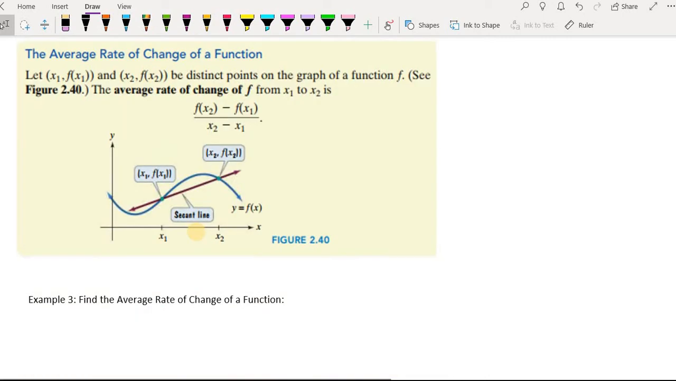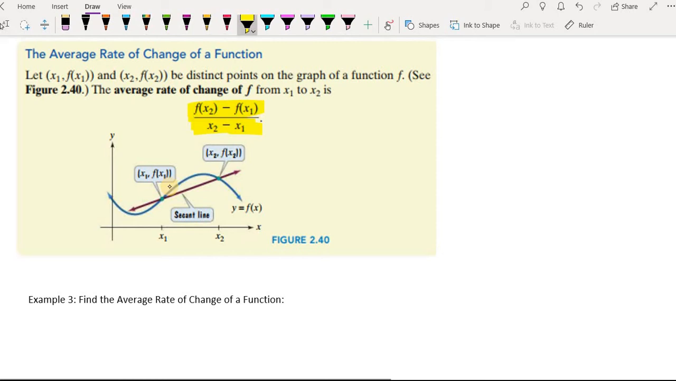The next type of question is the average rate of change of a function. Pause the video to read this definition. If you think about this, here we have a curve, and then we pick those 2 points and form a line. The average rate of change for this curve is just the slope of this straight line right here.